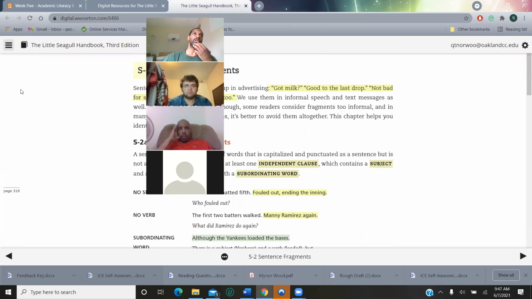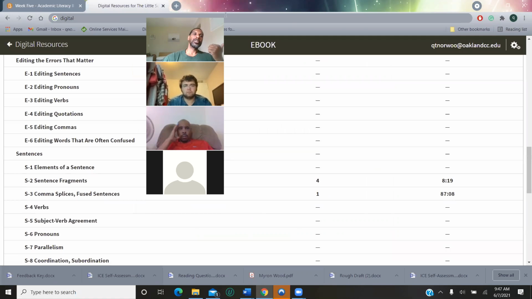So fragments are sentences that are either missing a subject, a verb, or they don't express a complete thought. If you're looking back at your paper, especially draft number 2, because I wasn't looking that hard at this material on this draft, when you see something that's highlighted in green, ask yourself, what's this sentence missing?